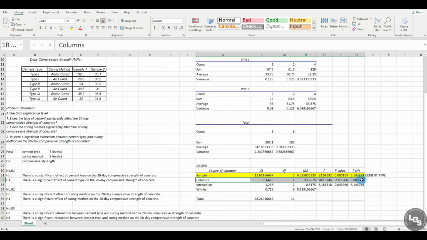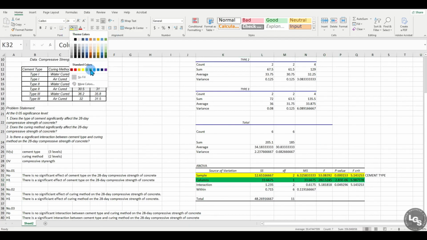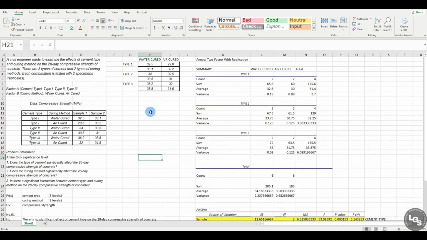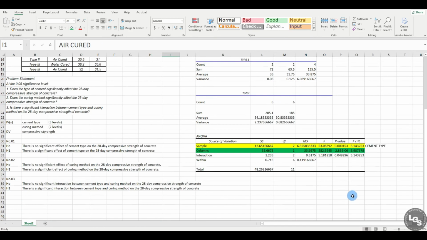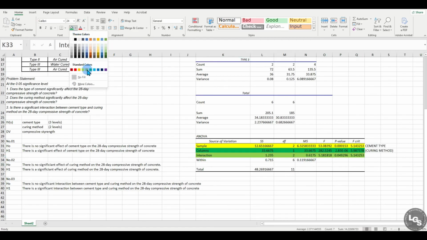For the columns, that is for the factor that we have written in the columns, which is the curing method. So the column will be for the curing method. And for the interaction, that is our third question that we want to answer, if there is significant interaction between the two factors. We have discussed already in the one-way ANOVA how to use the ANOVA table in deciding.